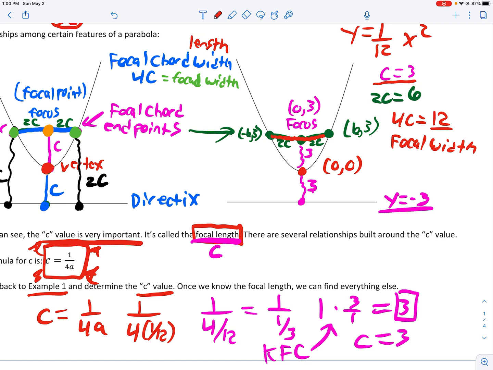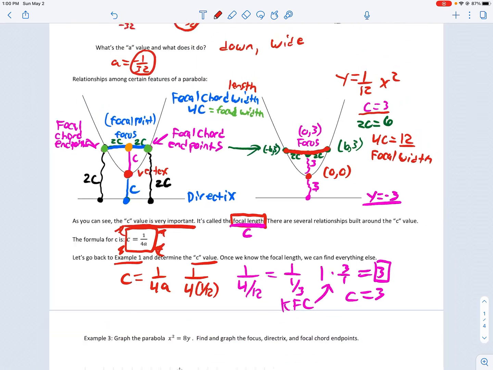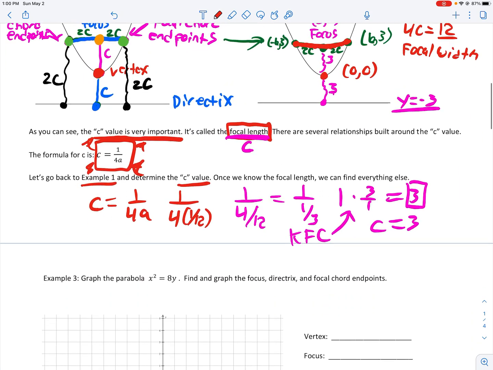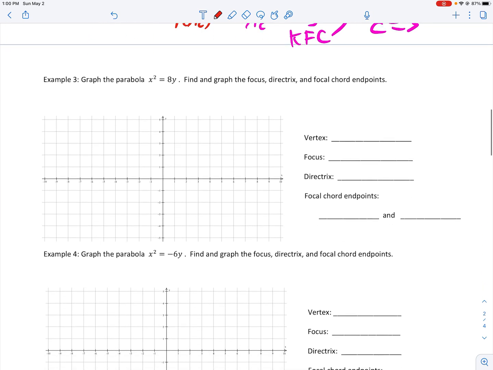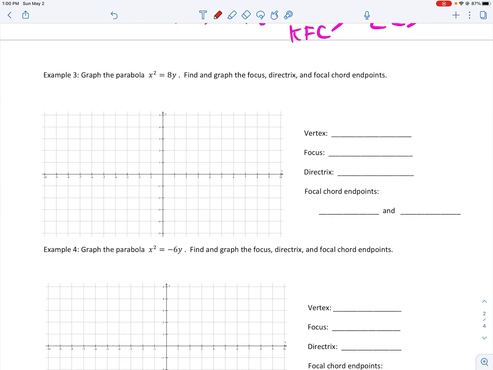So when it talks about chords, it's talking about, again, just this segment that goes across the parabola. So again, we'll practice it. We'll get better at it. You'll probably have some questions, but as we go through the next examples, it should hopefully make a little bit more sense.